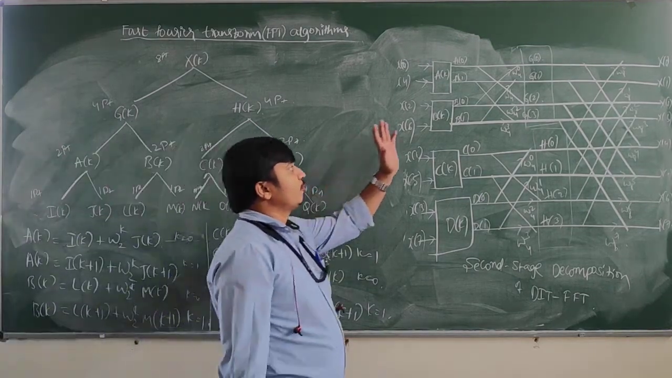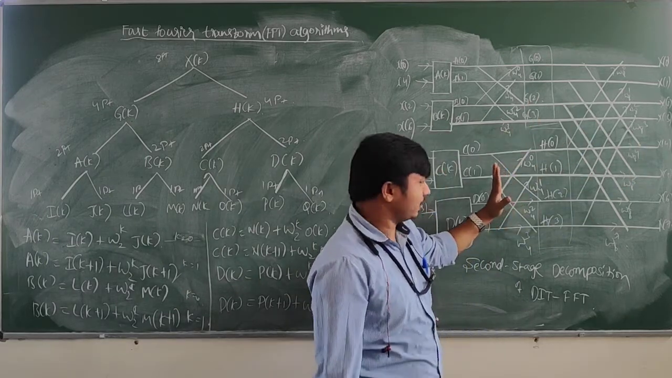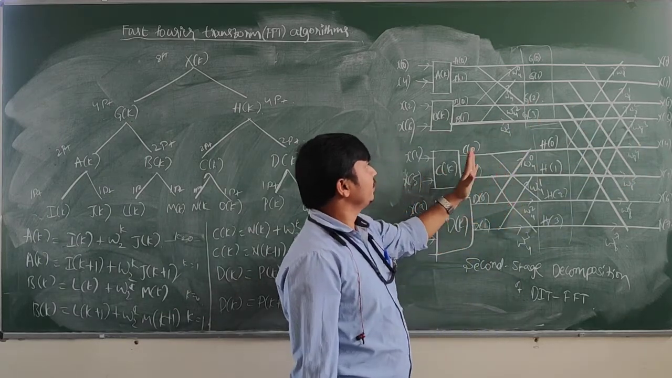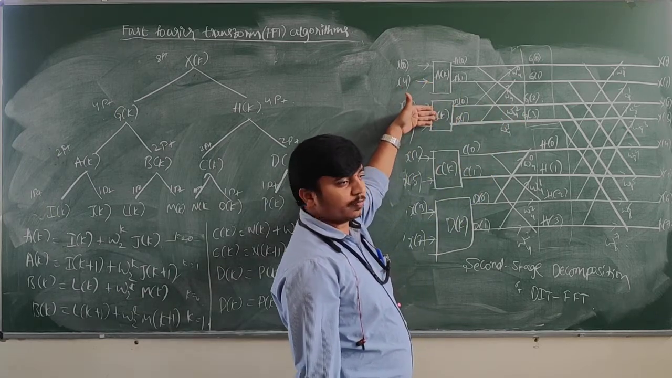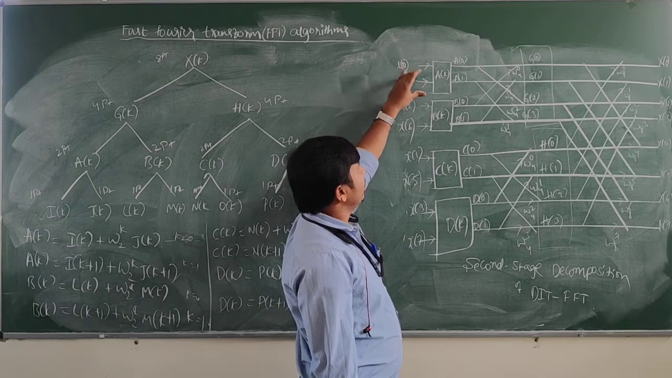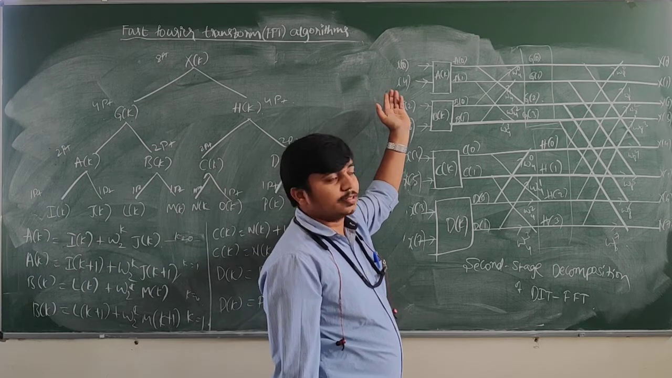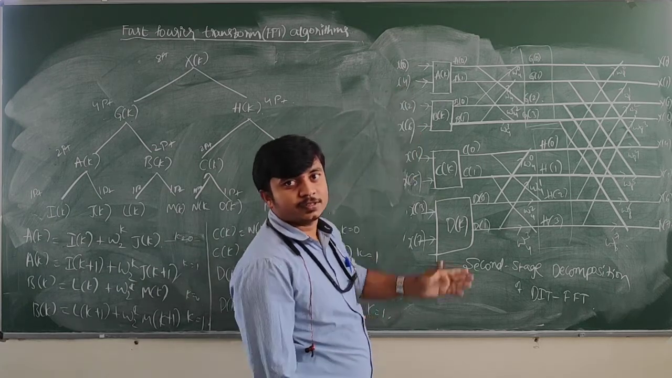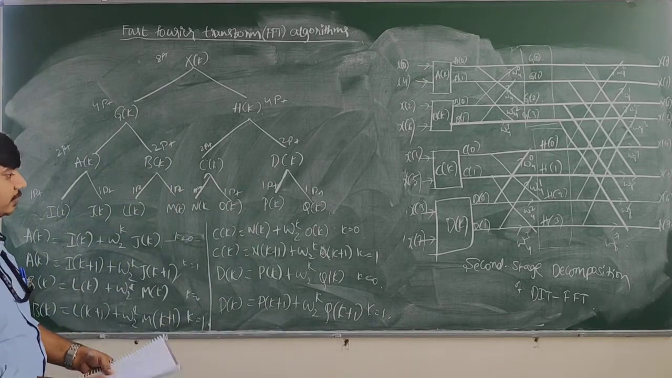So the 8 point DFT splits into two 4 point DFTs. So again, these 4 point DFTs have again split into 2 point DFTs. Now these 2 point DFTs will be decomposed into 2 1 point DFTs. Okay, so then this decomposition will complete. So I will write the structure.